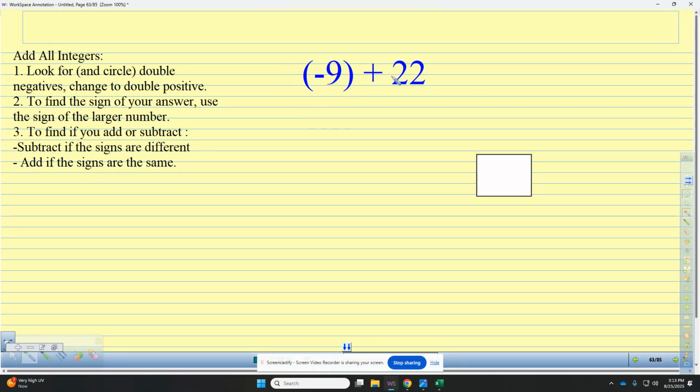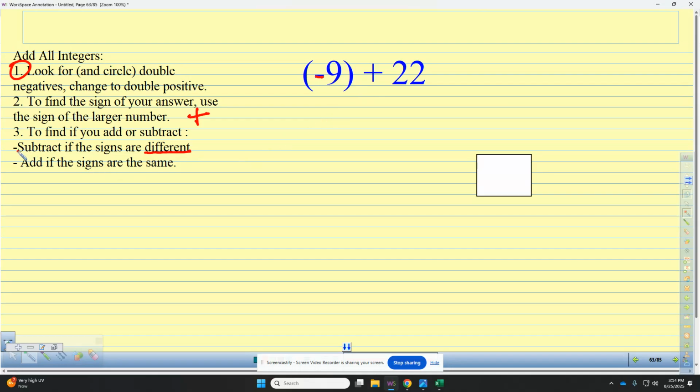Do we have any double negatives? No. So, got that. What is the sign of the larger number here? In this case, we have 9 negatives, 22 positives. So our answer is going to be a positive. Are the signs the same or different? We got a negative and a positive, so they're different.